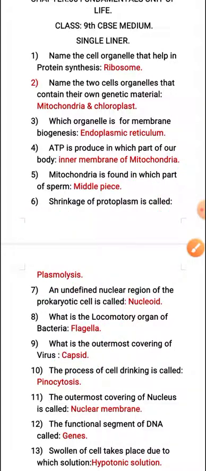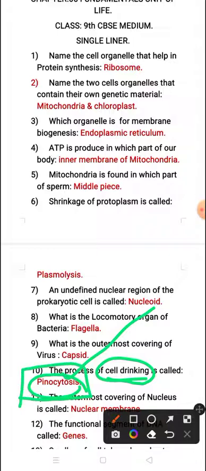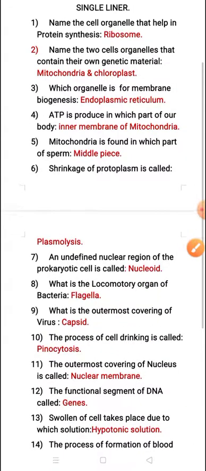Question number 10. The process of cell drinking is called, very important, cell drinking is called pinocytosis. Pinocytosis. Cell drinking. Water is taken into the cells by a special cell drinking process. Pinocytosis. Clear?